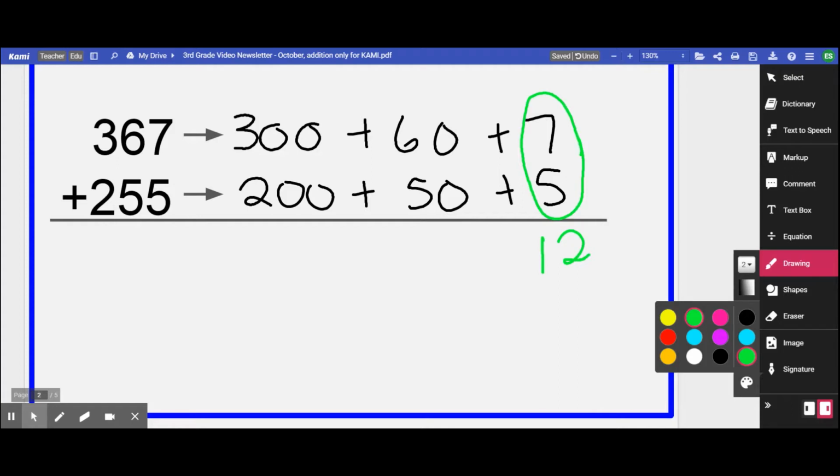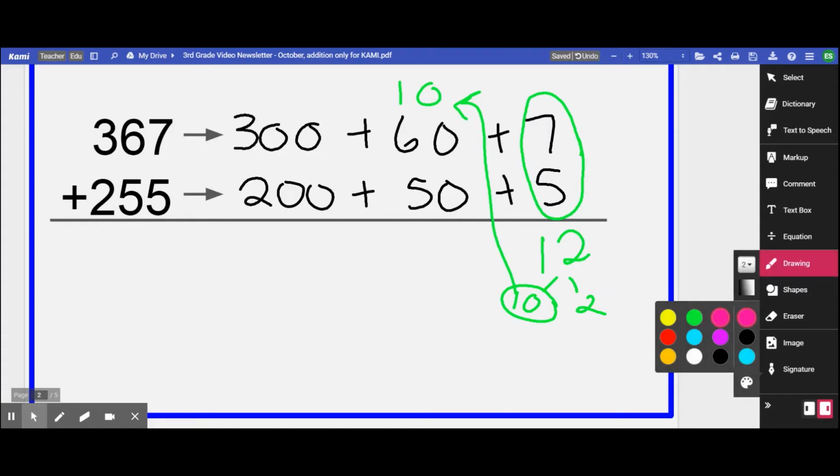And as students begin to learn about place value, they recognize that in the ones place, I should only have one digit. Therefore, they decompose the 12 into 10 and 2 ones. They pull this group of 10 and regroup it into the tens column. Therefore, they add it on top of the 60.